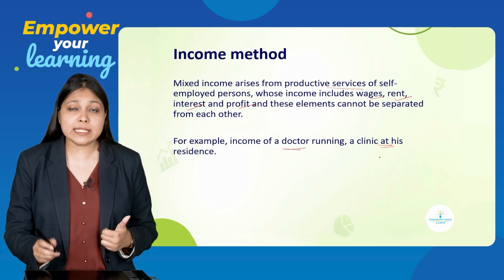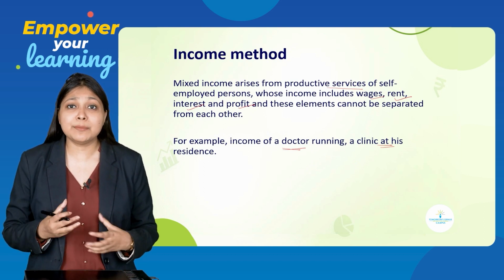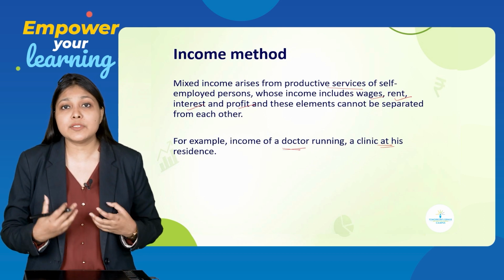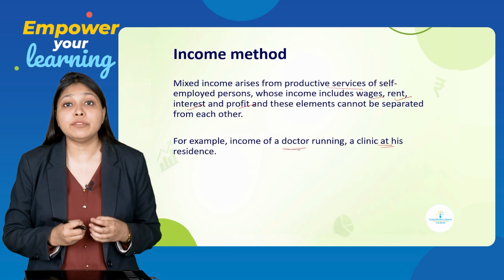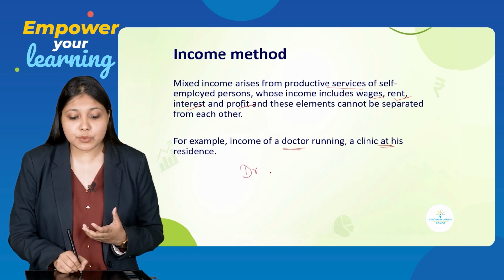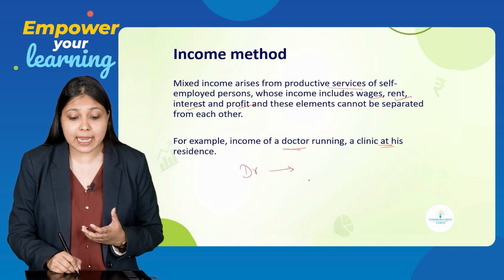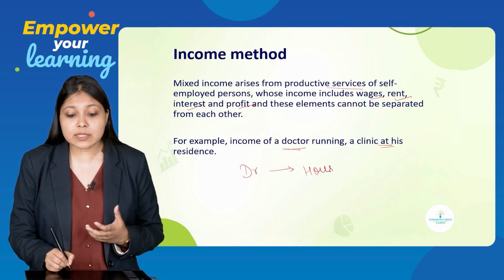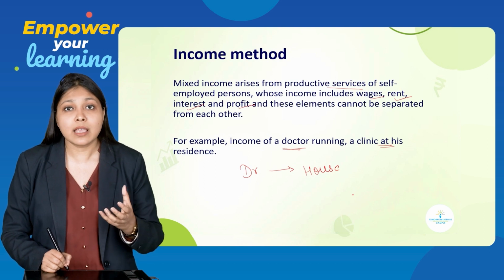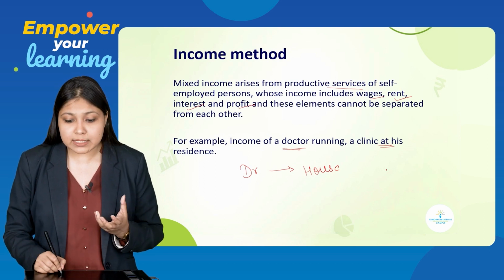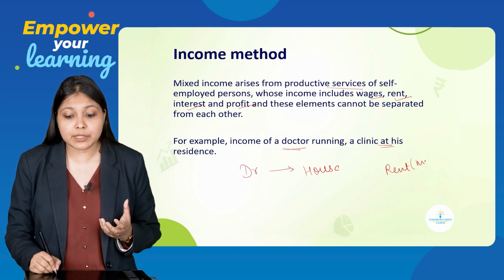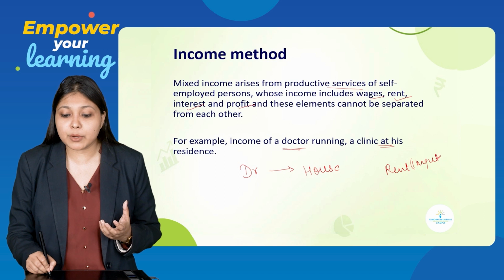So mostly all those people like businessmen or self-employed people who do productive services come into the category of mixed income. An example is of a doctor. Suppose a doctor is running his clinic at his own house. The house is self-occupied by him, and in that same house he is running his clinic. So he does not have to pay rent, but still we will be calculating imputed rent. Remember, we have already talked about it.